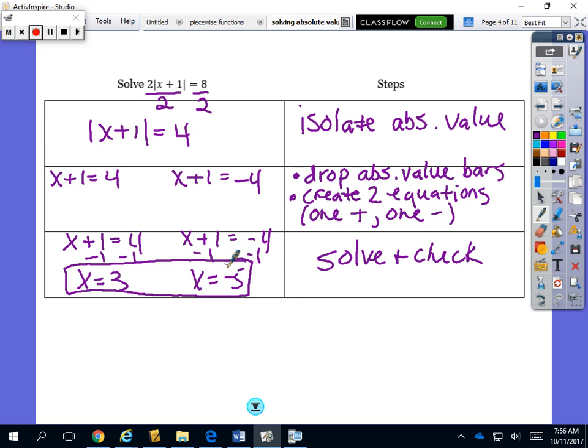Okay, so I want you to stop the video, try the two problems down below, and then come back and check to see if you did them correctly.